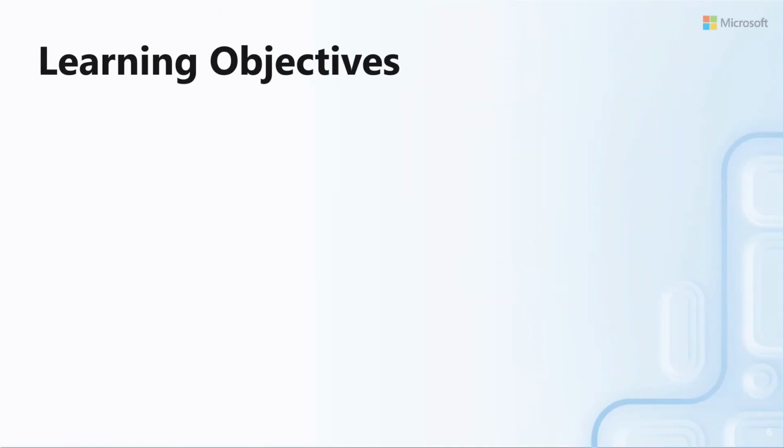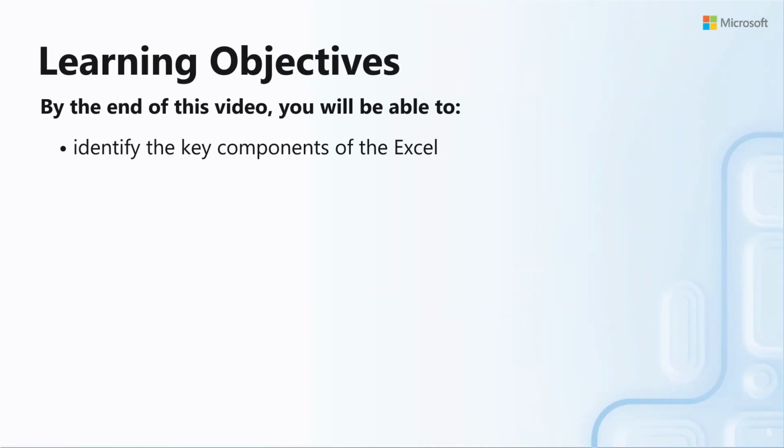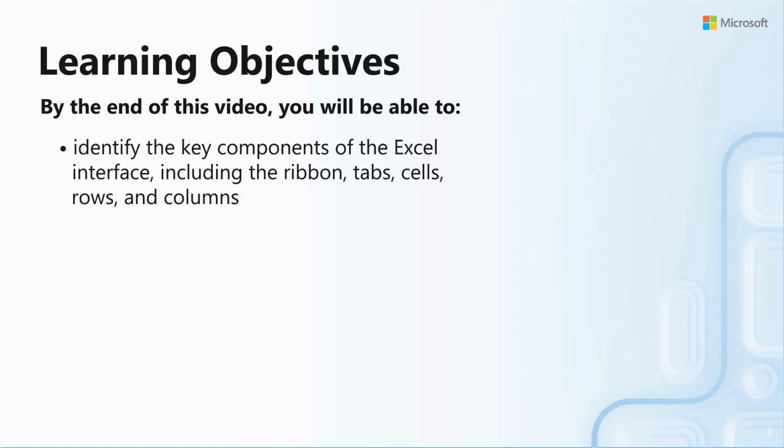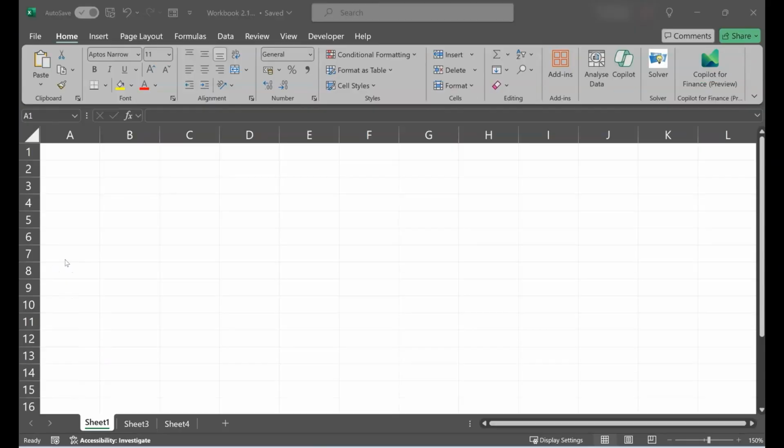By the end of this lesson, you will be able to identify the key components of the Excel interface, including the ribbon, tabs, cells, rows, and columns, and navigate efficiently within the workspace using the ribbon. Now let's switch over to Excel to become acquainted with the interface.